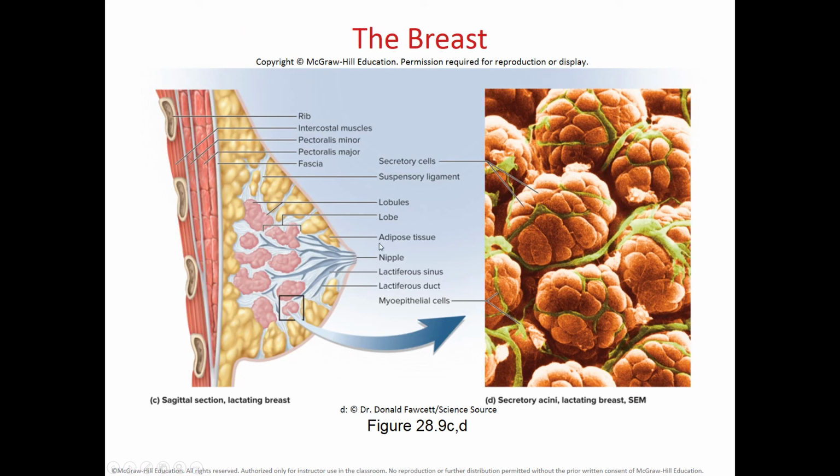This is a sagittal section to show you again these acini and these lobes, and then the suspensory ligaments, how they connect into the pectoralis major, and then you have these fat cells, this adipose tissue that makes the bulk of the breast. And this is a magnification of this acini and these myoepithelial cells.